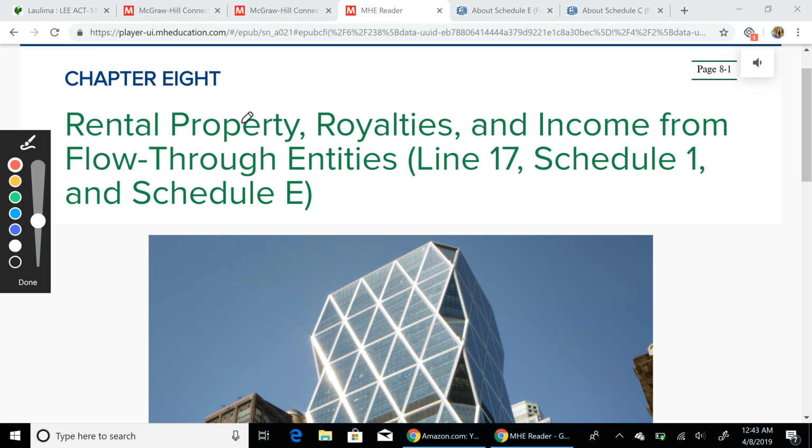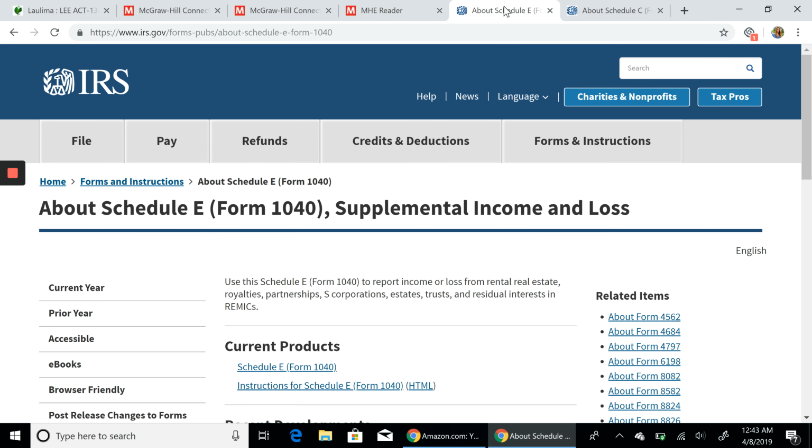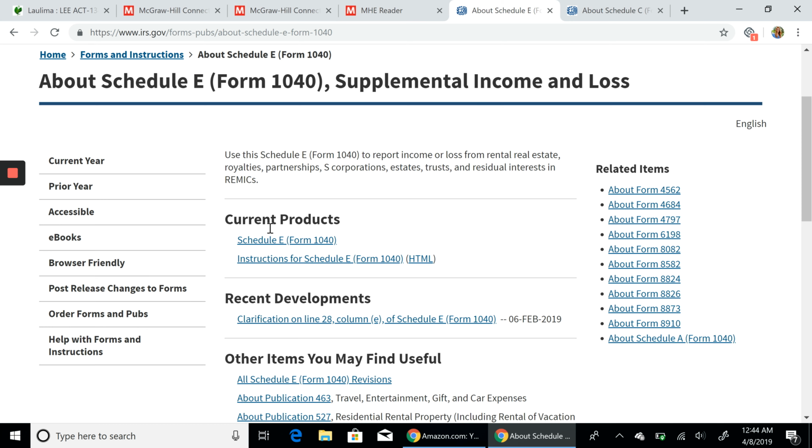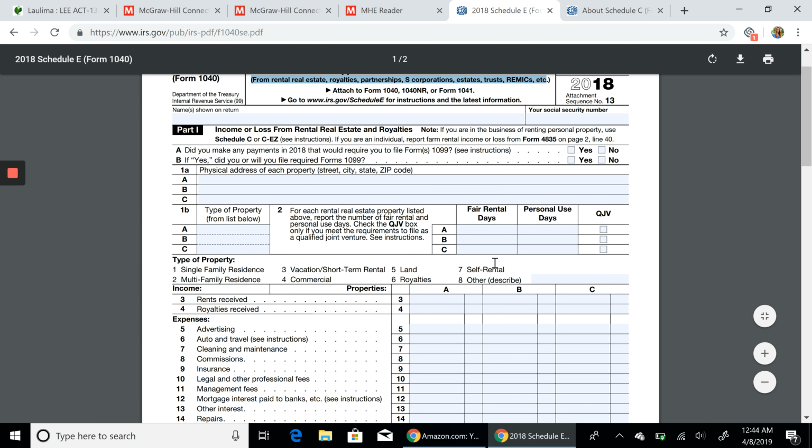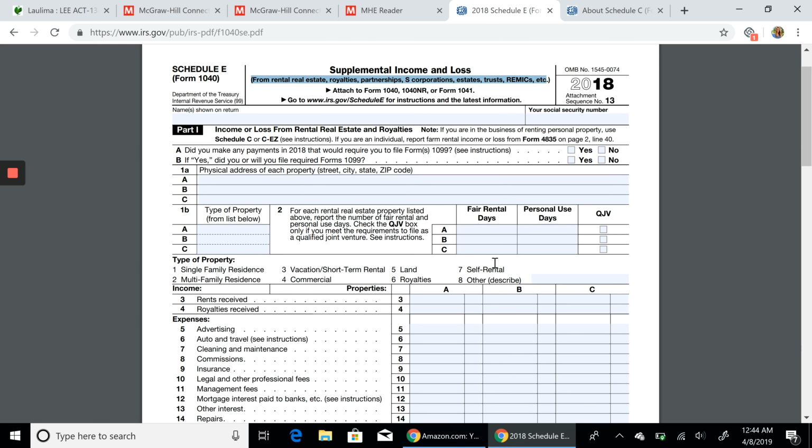So all of these things are reported on Schedule E. And Schedule E, of course, is an individual form. That's why it said Schedule E Form 1040. You see it right here. Schedule E Form 1040, because this Schedule E is related to the individual form. So anyone who has rental income, partnership, S corp, estate, trust, REMIC, special types of organized passive income companies.